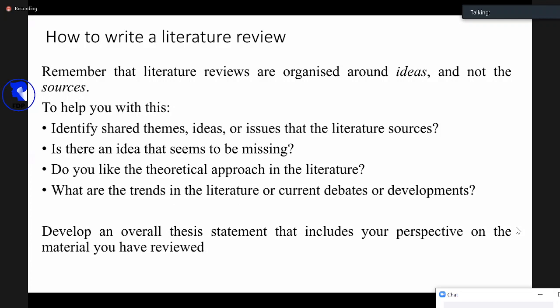So, how to write a literature review? This is all about the general review. Remember that literature reviews are organized around ideas, not the sources.